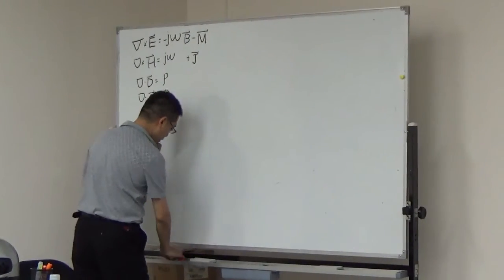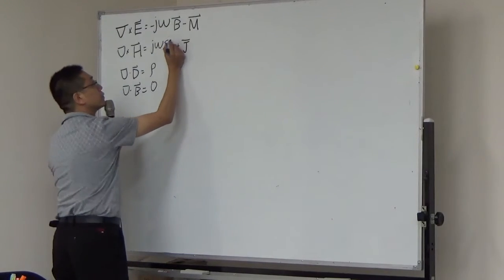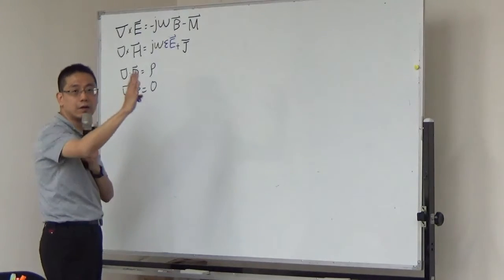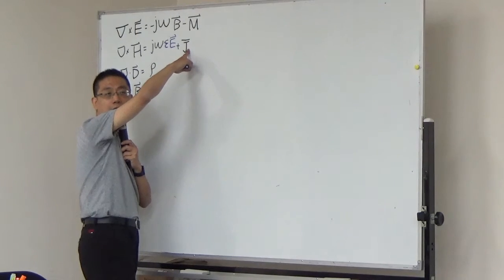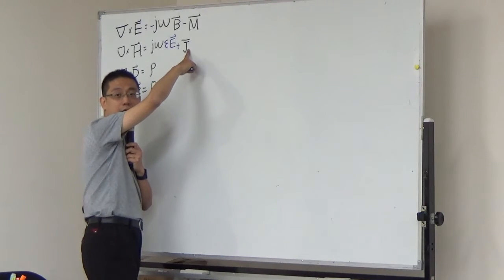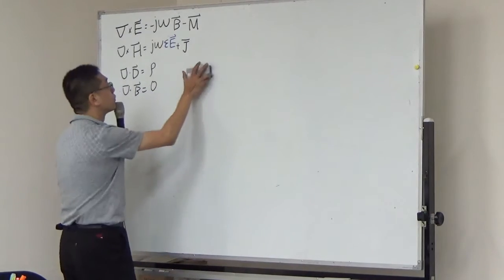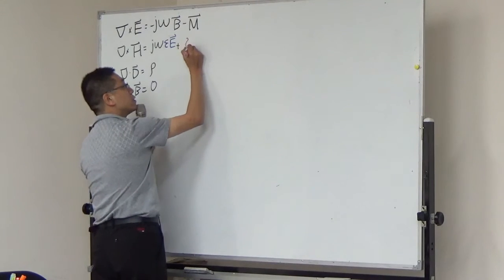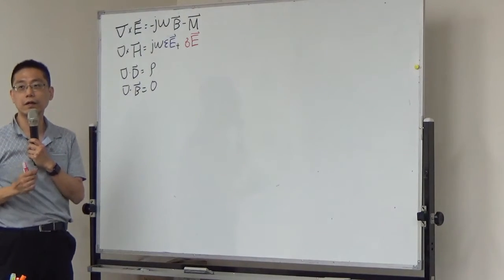D is epsilon E, okay? And for the lossless case, we don't have conductivity. So we don't have J, right? We don't have current because there's no conductivity. But we need to consider J this time. J is sigma times E.